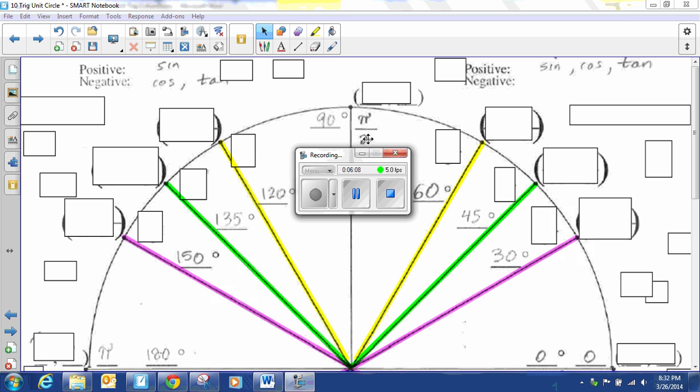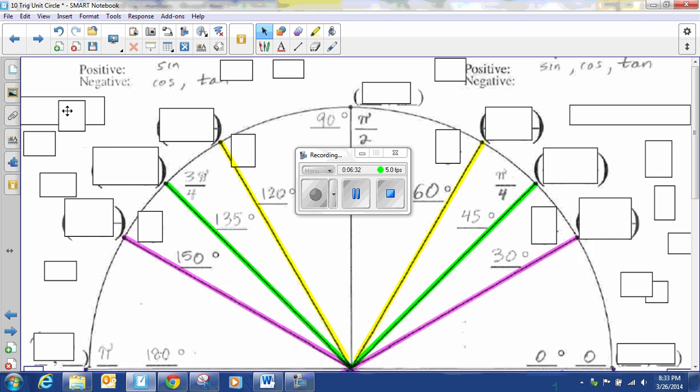So if pi over 2 radians is 90 degrees, then what is halfway of half pi radians? Well, half of half is a quarter. So naturally we have 1/4 pi, also known as pi over 4. So this is 1/4 pi, this is 2/4 pi, right? 2/4 reduces to 1/2. Then this would be 3/4 pi, also known as 3 pi over 4.